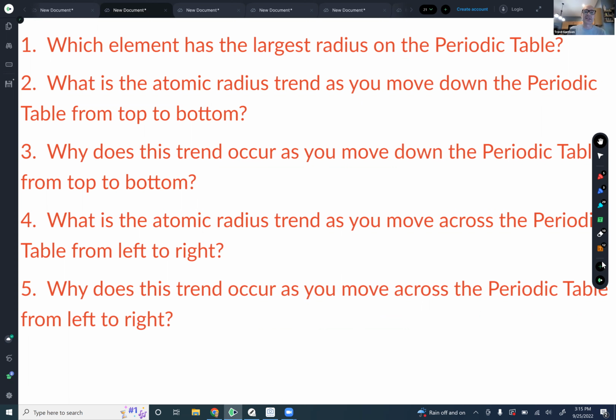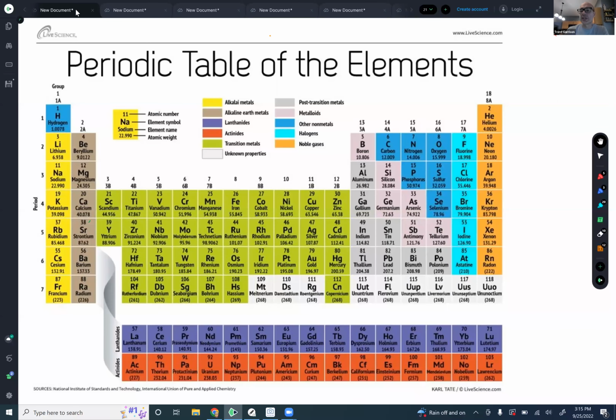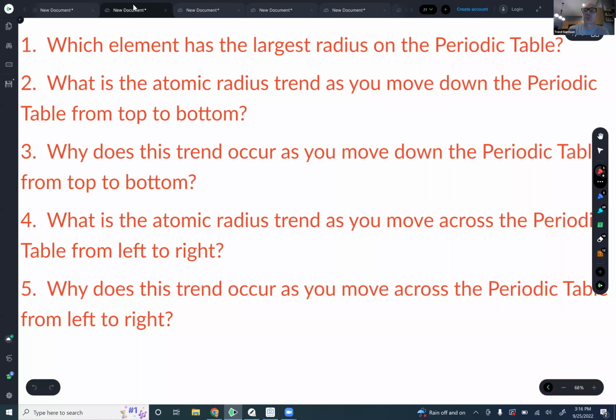What element is the largest on the periodic table? So let's get a periodic table here. The overall trend for periodicity, for atomic radius moving down, is that it gets larger as you go down. It gets smaller as you go left to right. So the general trend combining those together is that francium is the largest element on the periodic table. So that takes care of question number 1. What is the largest? Francium.